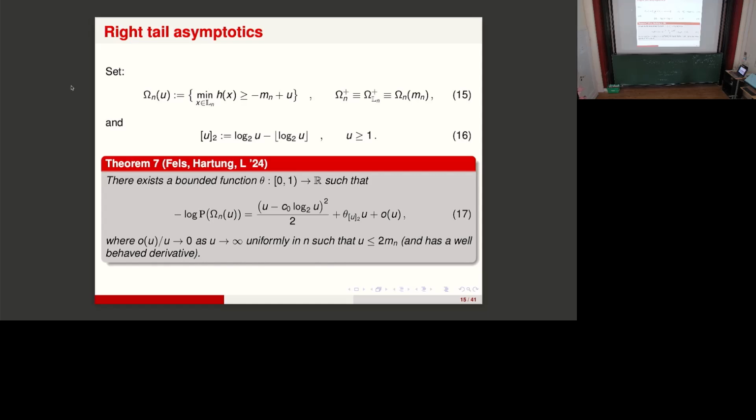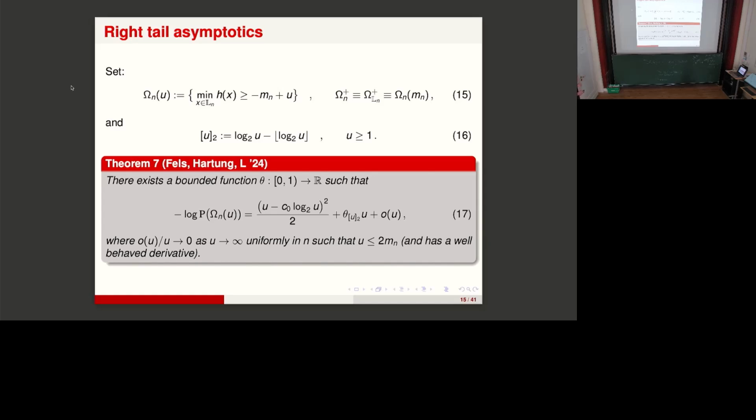Let me fix once and for all some notation. So ut is going to be the fractional part of log u on the base of 2. That will pop up everywhere, and I'll call this the log mod 1, or log mod for short. So this will be the log mod of u.